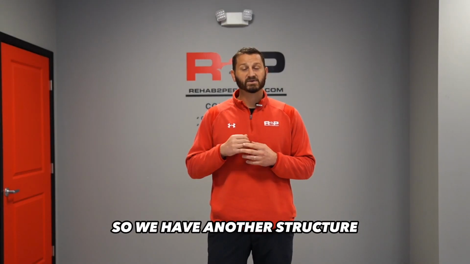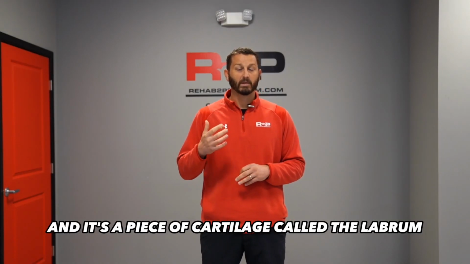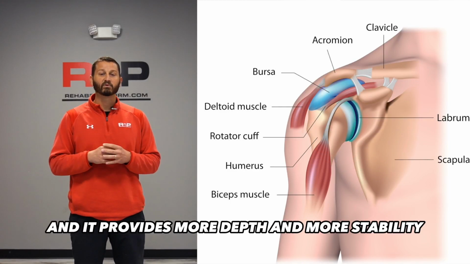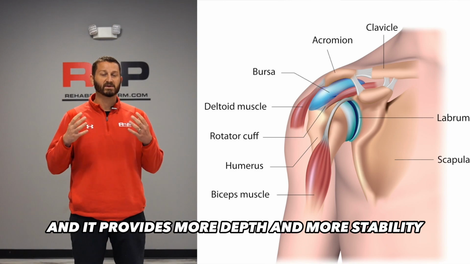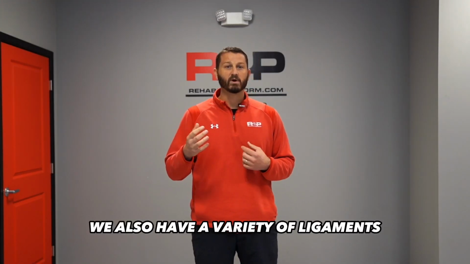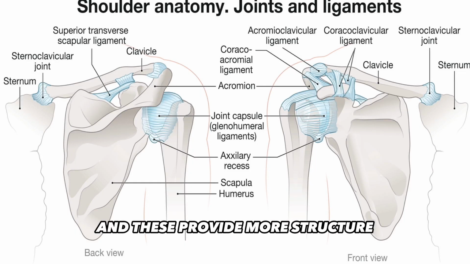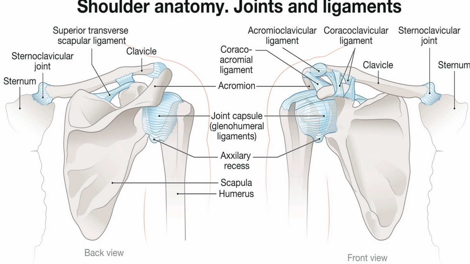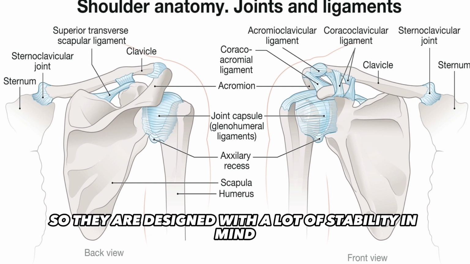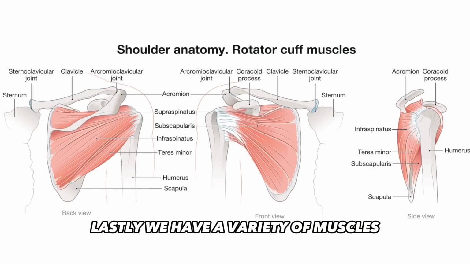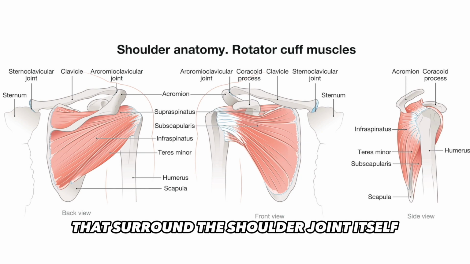So we have another structure, and it's a piece of cartilage called the labrum. This wraps around the rim of the glenoid, and it provides more depth and more stability to the joint. Outside of the bones and the cartilage, we also have a variety of ligaments that surround the joint, and these provide more structure. Ligaments connect bone to bone, so they are designed with a lot of stability in mind. Lastly, we have a variety of muscles that surround the shoulder joint itself.